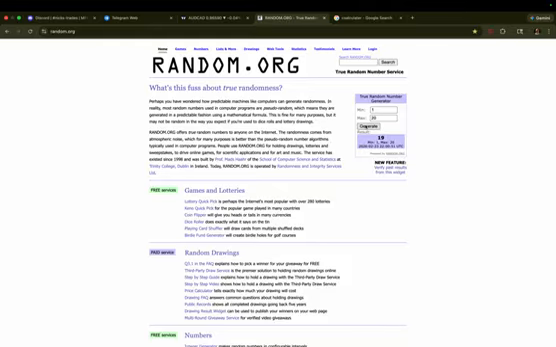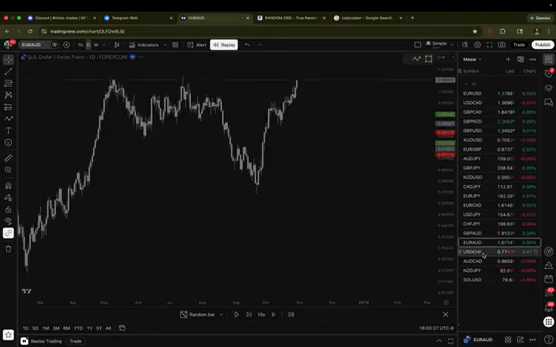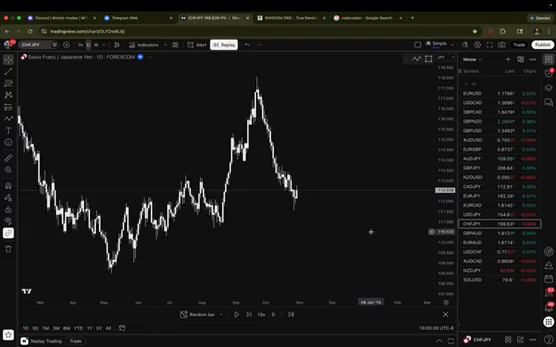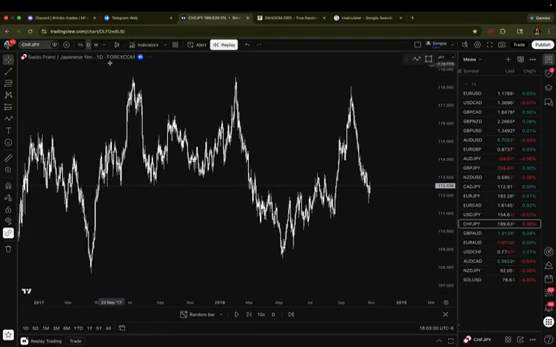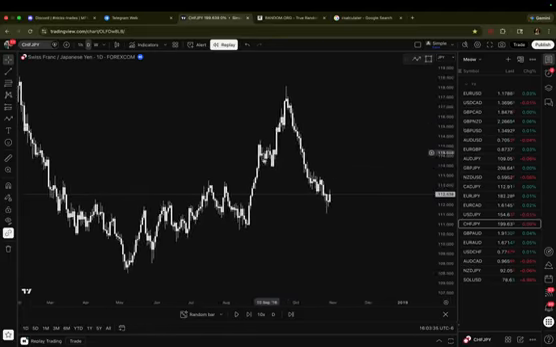We'll select another pair, 19, so we'll go down to 15. So 18, 17, 16, 15, CHF JPY again. So we're here in the daily. Let's see if we can find a clear zone. I don't see anything clear right here. Let's let it play out a little bit more. Let's let it get somewhere new on the chart.